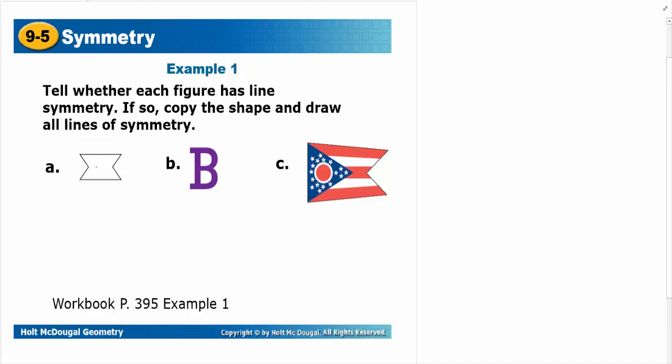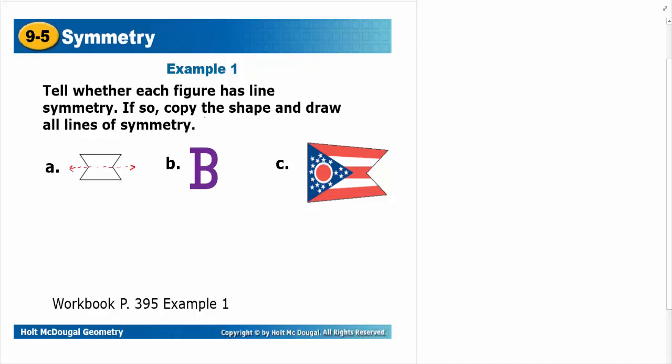So looking at this first figure, what you want to do is see if there are any lines that I could reflect this over. Now remember I said lines, and it depends on how you look at this figure. If it looks like it's the same on the top as it is on the bottom, then you should be able to draw a line of symmetry right down the middle of that figure. So that would be a line of symmetry.